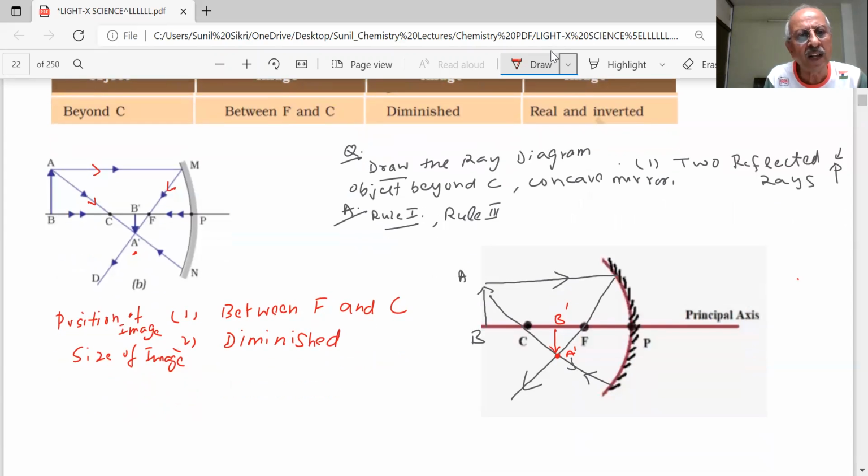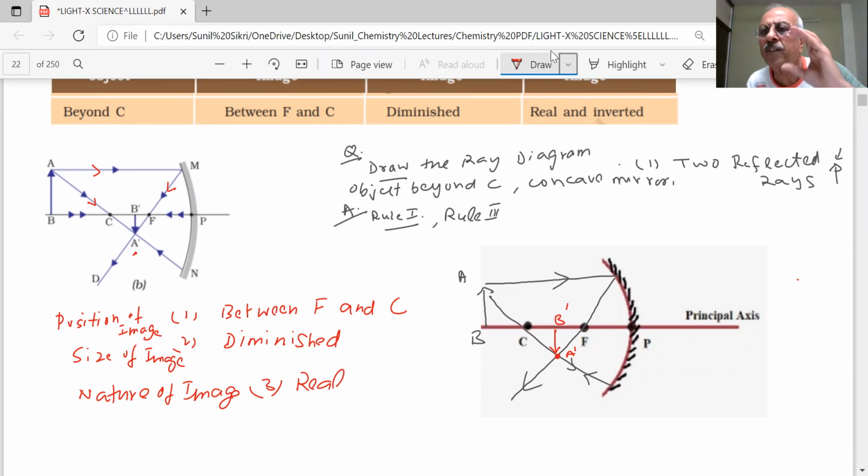And what is the nature of the image, student? Real and inverted. It is real. Real means if I put a screen here, I can take it on the screen. You can put a paper, it will come there. It is real, and real images are always inverted. This is our answer for case 2, student. Question number 2.